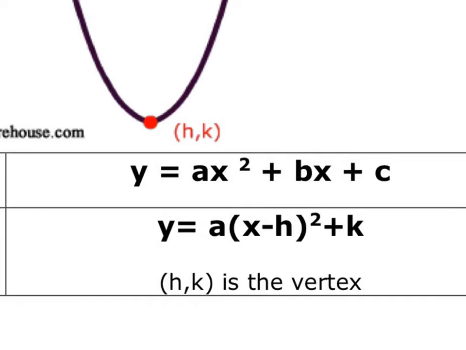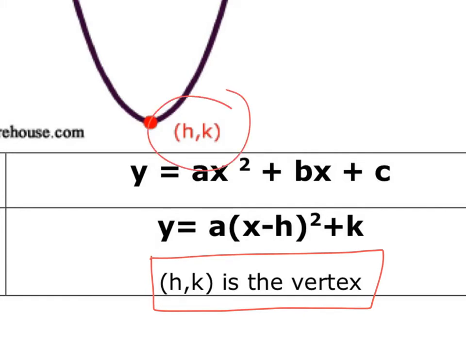And here's the part you want to pay attention to. So why do we call it vertex form? Because h and k is the vertex of this parabola. That's why we call it vertex form. So if it's in vertex form, we can just figure out what h is, what k is, and then we have the vertex. And it's as simple as that. So that's why we call it vertex form.